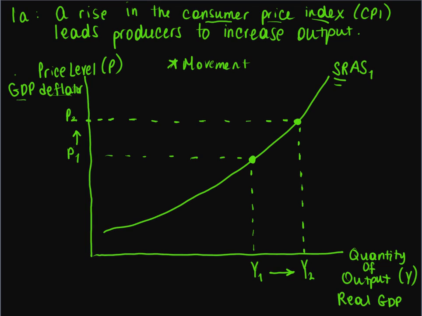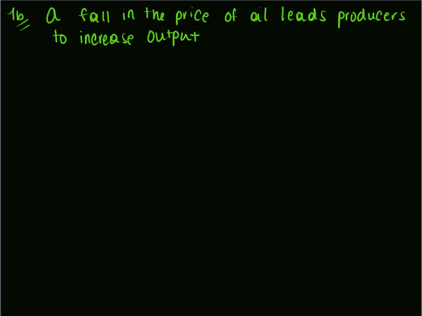And so it would make sense that our quantity of output demanded in the short run will increase as a result of an increase in the consumer price index. In part 1b, the problem says that it wants you to consider a change in the short run aggregate supply curve as a result of a fall in the price of oil, which leads producers to increase their output.